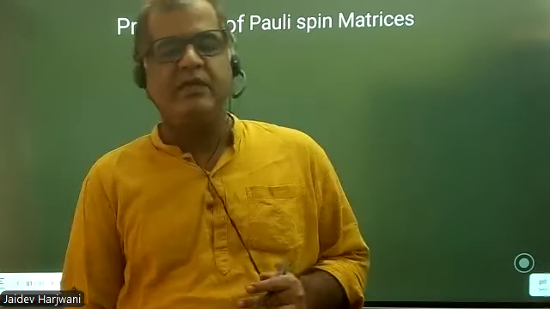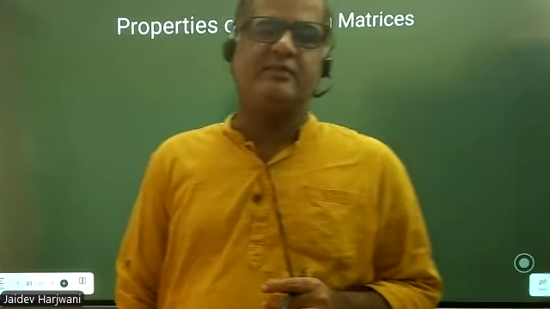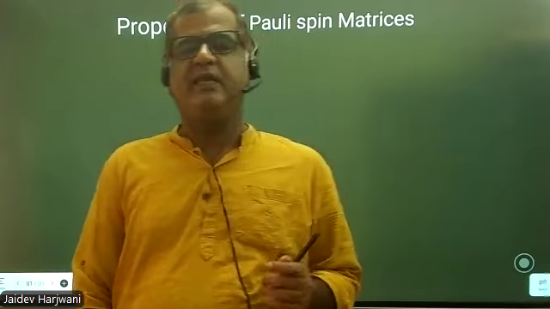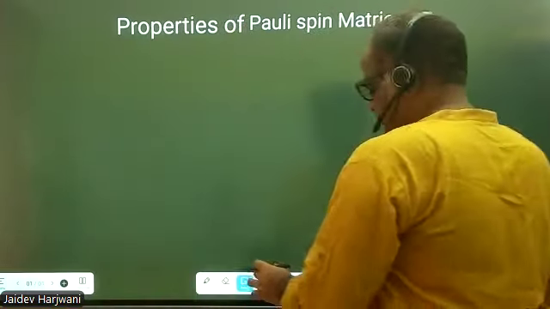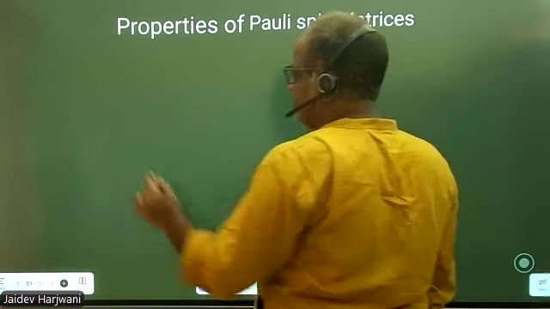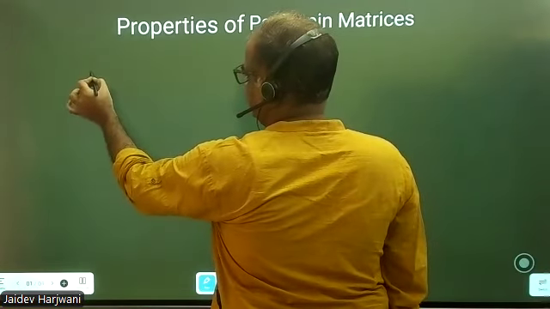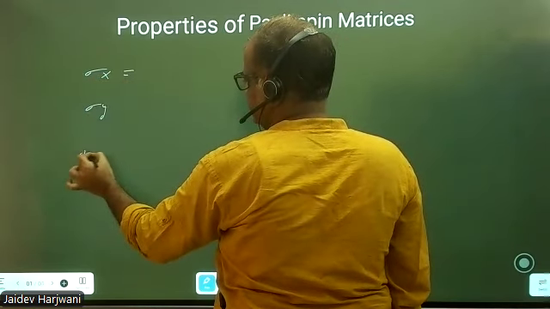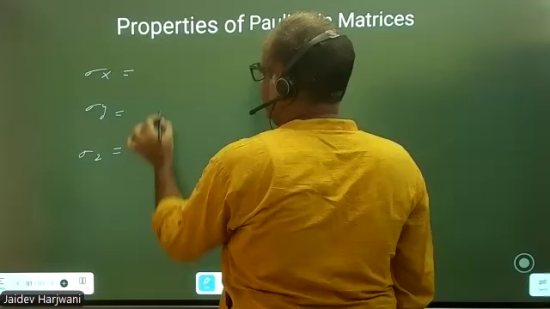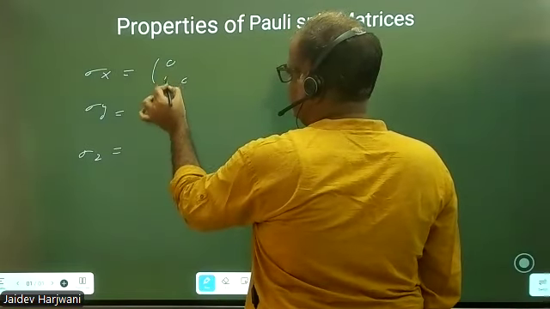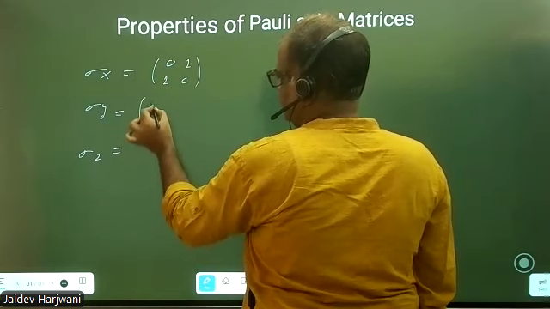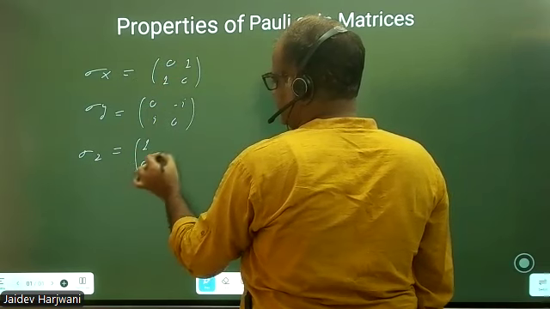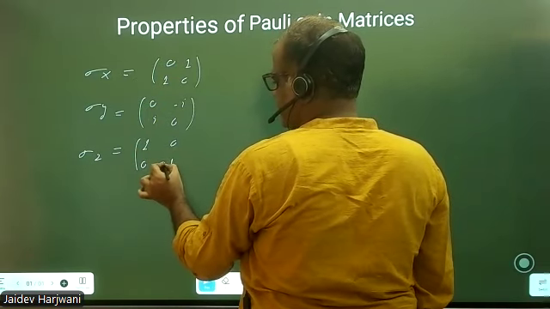In the last video, we have seen Pauli matrices related with spin operators, and now in this class, we are going to study their properties. So we know the three Pauli matrices: sigma x, sigma y, sigma z are given by [0, 1; 1, 0], [0, -i; i, 0], and [1, 0; 0, -1].